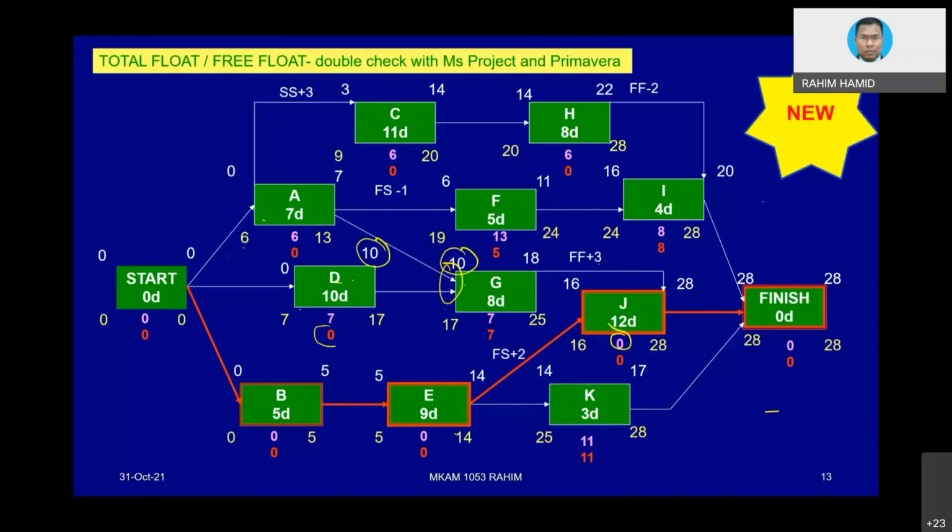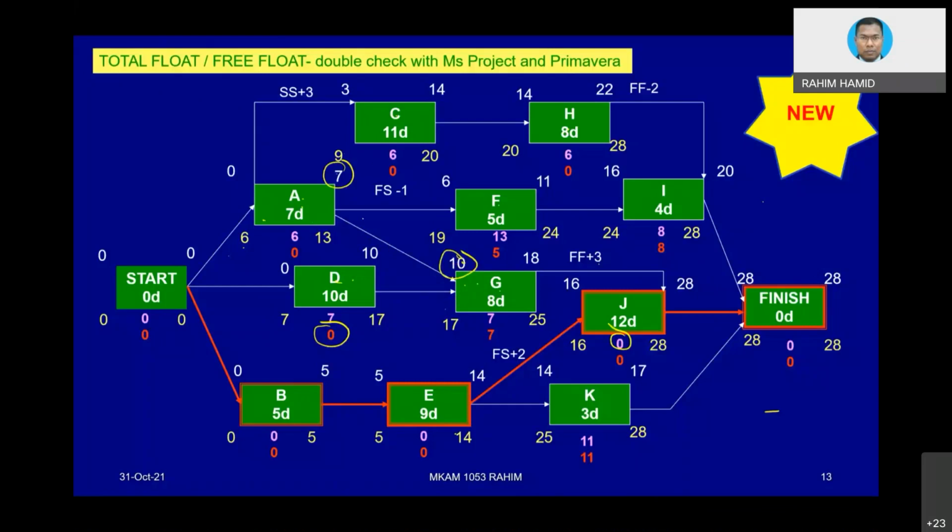Whereas, how about between A and G? Remember, A and G do connect, but A also connects from F. Now let's zoom in on A. What would happen to A? It looks like from A to G, if we deduct 10 minus 3, as if A does have a free float of 3 days.